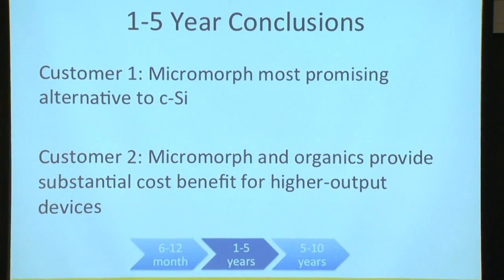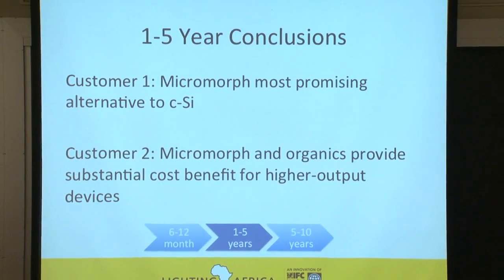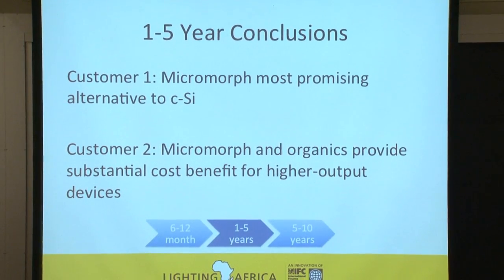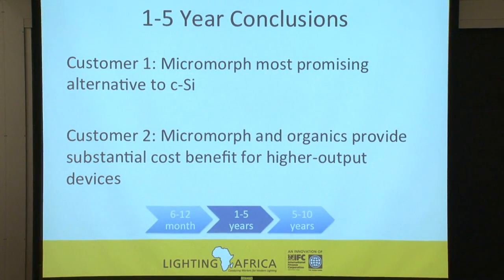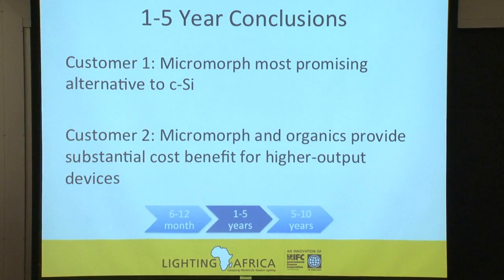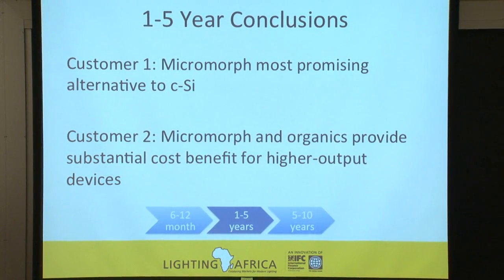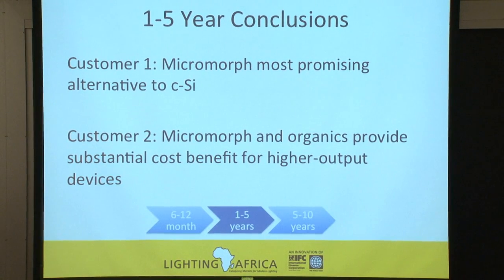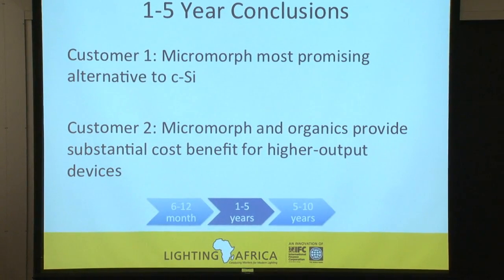Okay, so the conclusions for the 1 to 5 year term are that the manufacturing costs of the SPL can be moderately decreased by switching from crystalline silicon to micromorph, and there are greater cost reductions available in the higher performance modules, because the lower costs of micromorph and organic PV can be more fully leveraged as we consider a device with greater power generating capacity. So with that, I will give it to Ron for the 10 year.